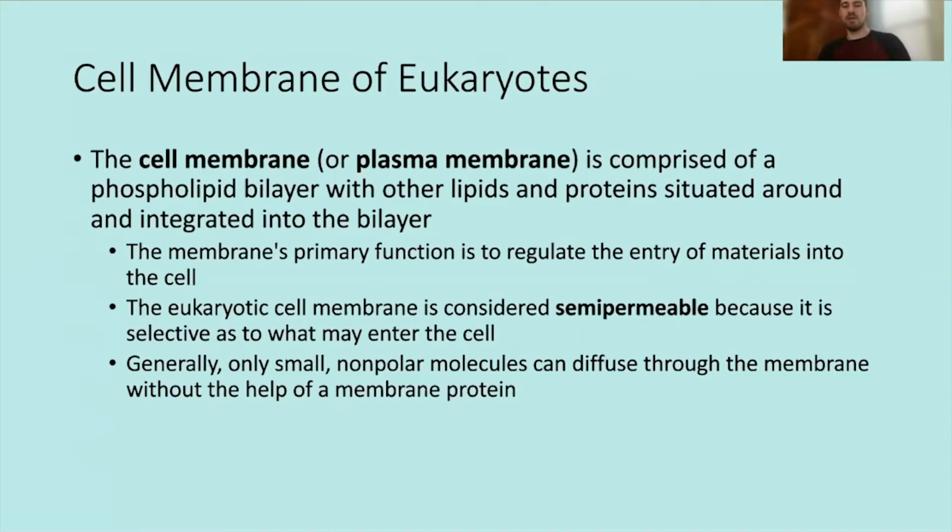The eukaryotic cell membrane is considered semi-permeable because it is selective as to what may enter. So generally, only small nonpolar molecules can diffuse through the membrane without the help of a membrane protein. So any larger molecule or any polar molecule can't really get through that membrane too well, just because of that hydrophobic domain that we have in between the lipid bilayer. There are, however, ways that we can get these large protein molecules through that lipid bilayer, and we use a number of different proteins, transporters, channels that are integrated into the membrane that help. So all of that is what combines and gives the cell membrane its semi-permeable characteristic.